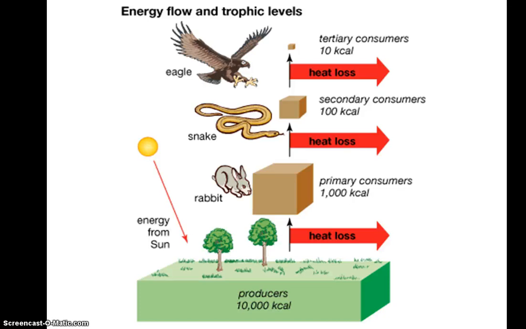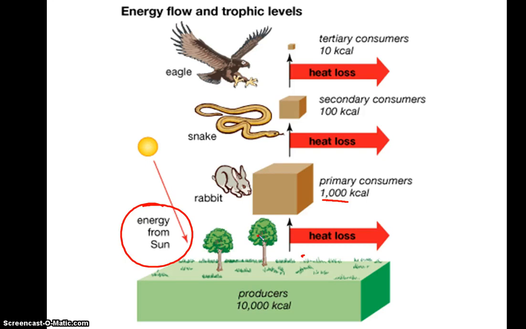So down at the very bottom, we've got the producers, trees and grass. They get their energy directly from the sun. Okay? And they have 10,000 kilocalories. And because of heat loss, the rabbit that eats them only ends up with 1,000 calories, 10%. And they're the primary consumers.